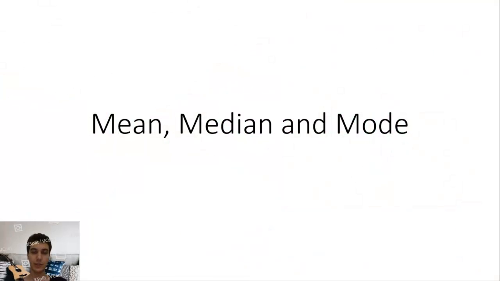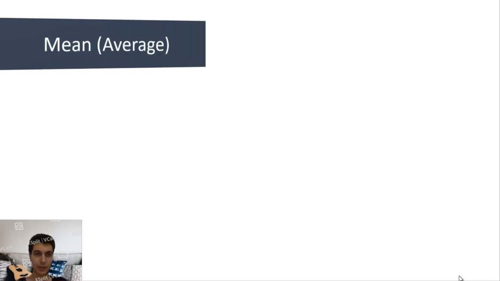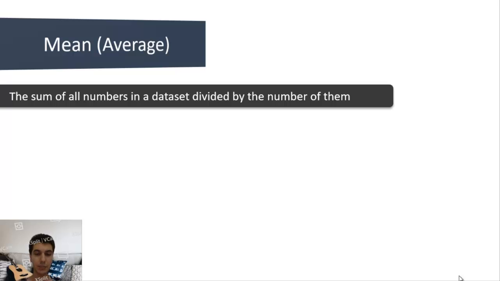This is the first video, and in this video I'm going to talk about the three most fundamental concepts in statistics: mean, median, and mode. So, first I'm going to talk about mean. It's also called the average. For calculating the mean, you should sum all of the numbers and then divide the result by the number of values.